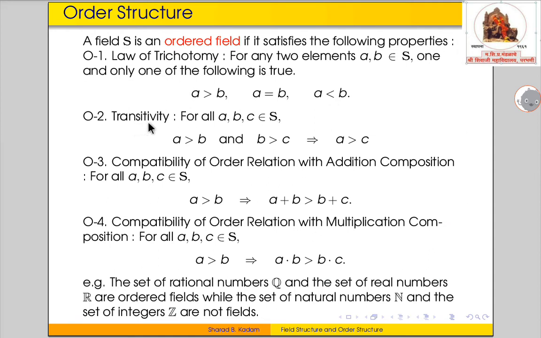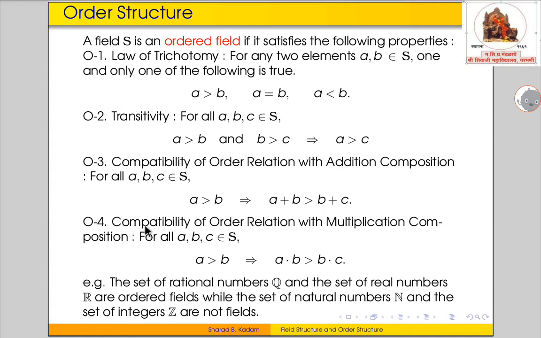The second property is transitivity, and it states that for all a, b and c in the set S, if a is greater than b and b is greater than c, then this implies a is greater than c. Next is compatibility of order relation with addition composition, and it states that for all a, b, c in the set S, if a is greater than b, then this implies that a plus c is greater than b plus c.